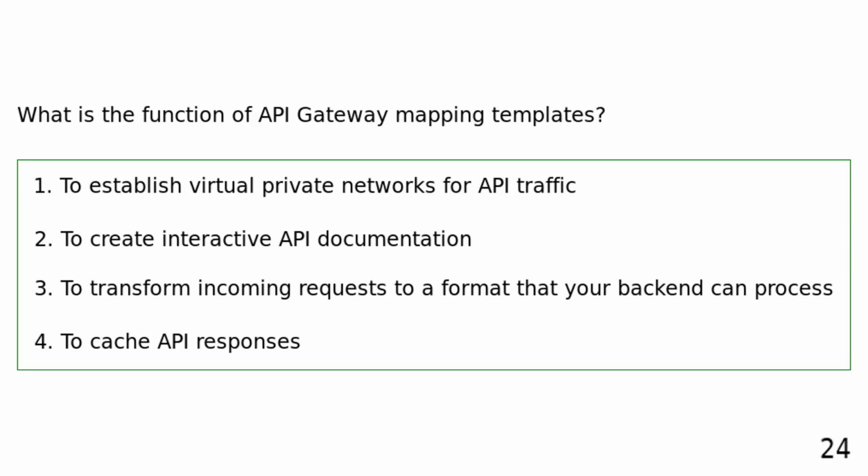What is the function of API Gateway mapping templates? To establish virtual private networks for API traffic. To create interactive API documentation. To transform incoming requests to a format that your backend can process. To cache API responses.